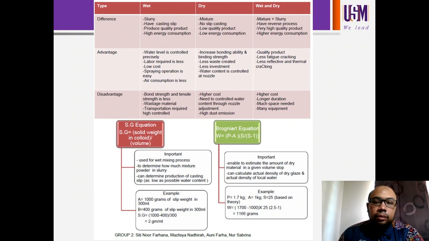This group already summarized the differences between these mixing methods. In the case of wet, I think the wet mixing method you already know. Normally for wet mixing, we need to form a slurry. Slurry means the combination of the liquid medium and the ceramic powders. And for the wet mixing method, normally you need to do casting slip, and you also have high energy consumption.